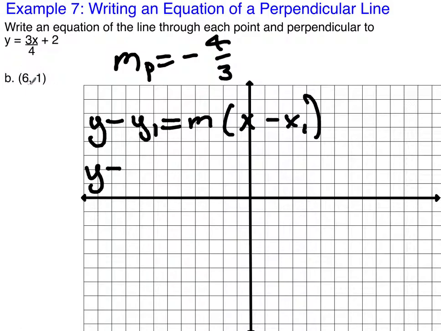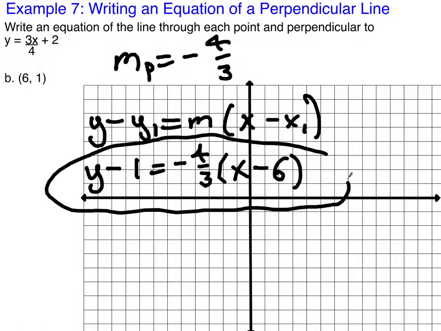The y value is 1. The slope is negative 4/3. And the x value is 6. So here we go. This is the equation of the line that goes through both. You don't need to change it unless it told you to write it in a different form. This is the equation of the line in point slope form, so you don't have to write it in slope-intercept form.